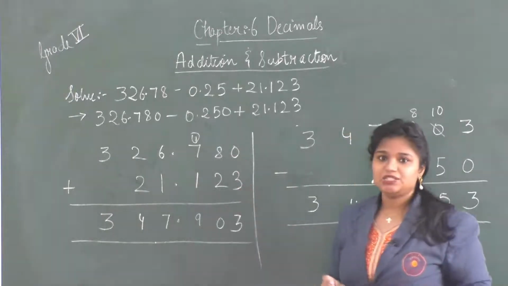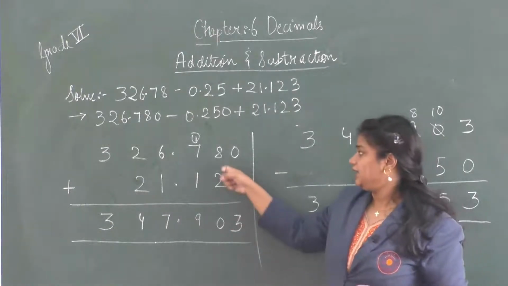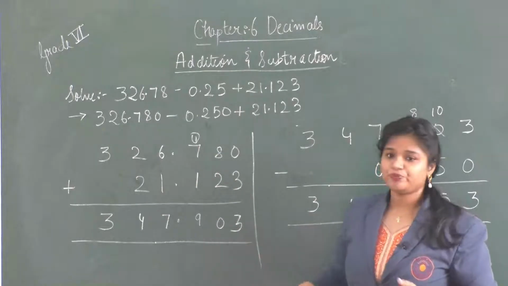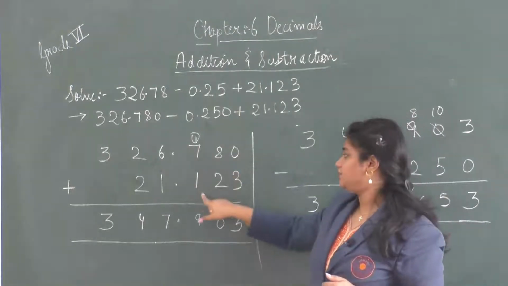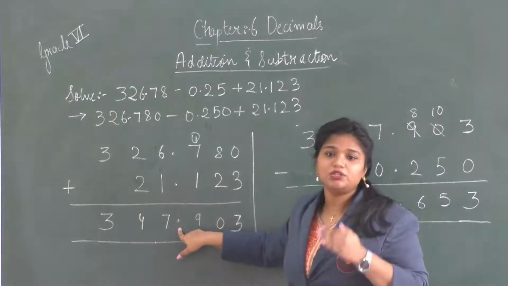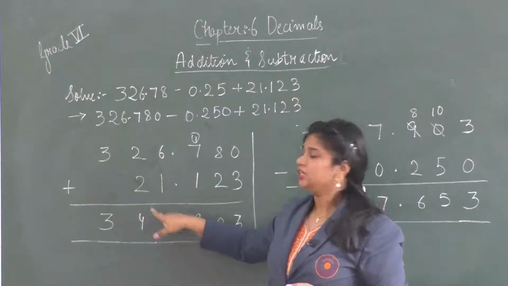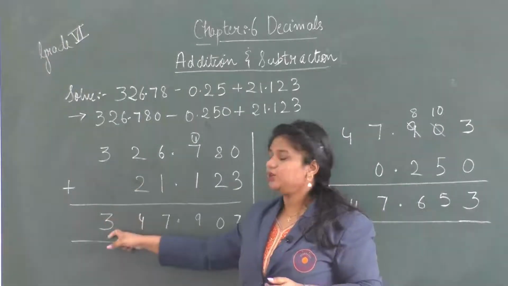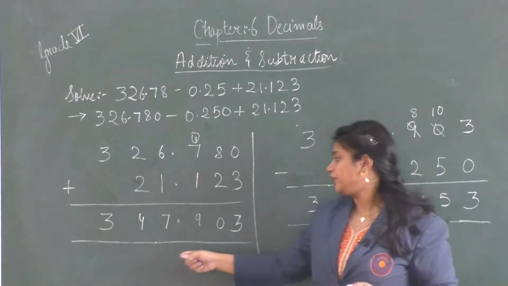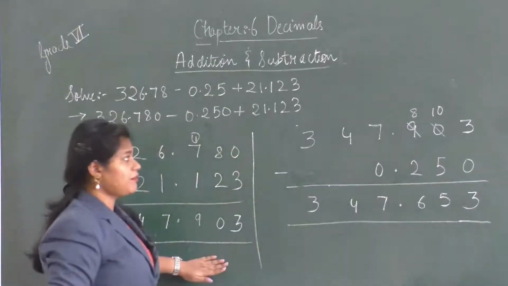So when we add these two decimal numbers, we get 0 plus 3 is 3, 8 plus 2 is 10, so 1 goes as a carryover and we write 0. Now 1 plus 7 is 8, 8 plus 1 is 9. Then we will place the decimal point right below the decimal point as it is there in the addends. Now 6 plus 1 is 7, 2 plus 2 is 4, 3 will be written as it is. So your sum is 347.903.